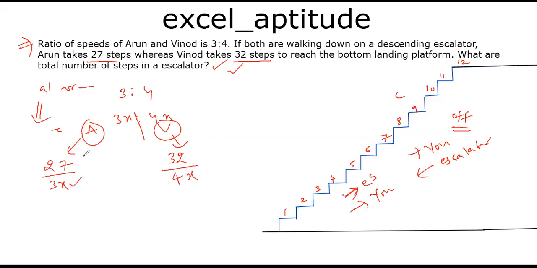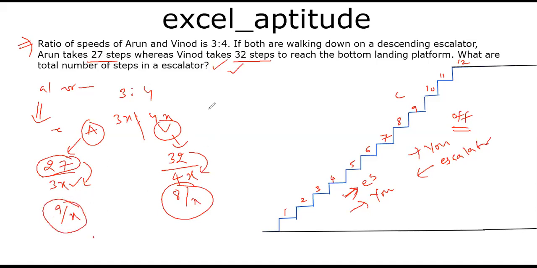This is the speed. This is the number of steps. It's nothing but considered as distance. So distance by speed is nothing but time. Yes or no? So this is 9 by x. This is 8 by x. So for Arun it took 9 by x seconds, and for Vinod it took 8 by x seconds to reach the bottom.